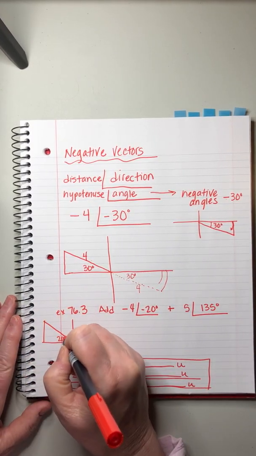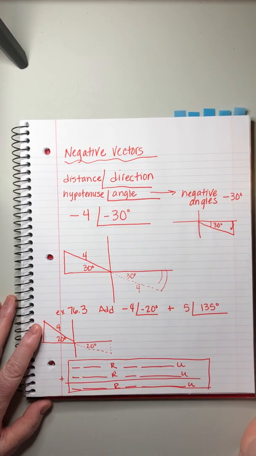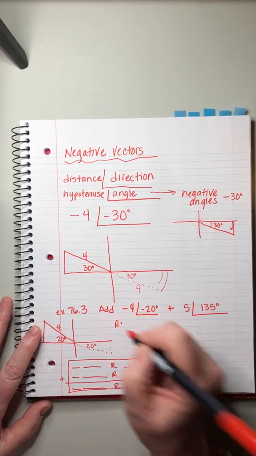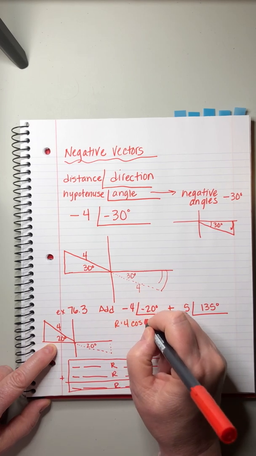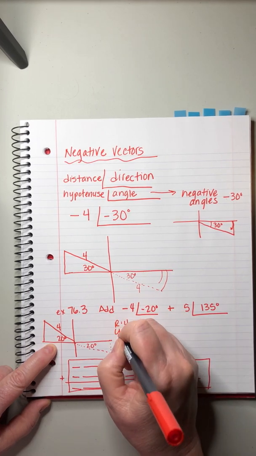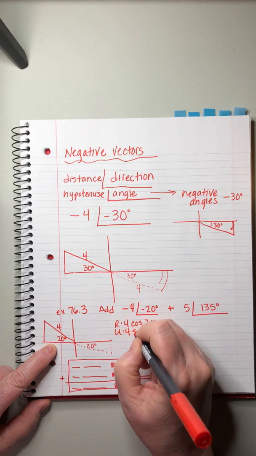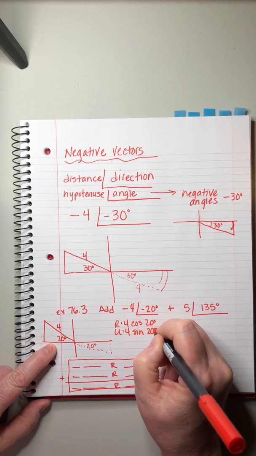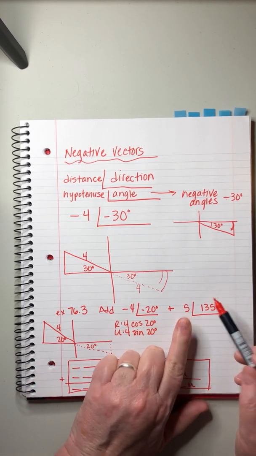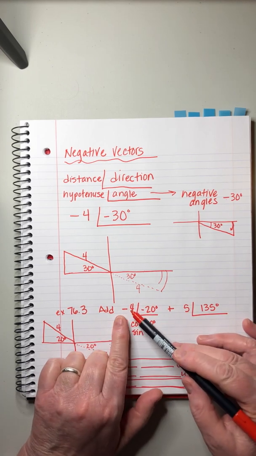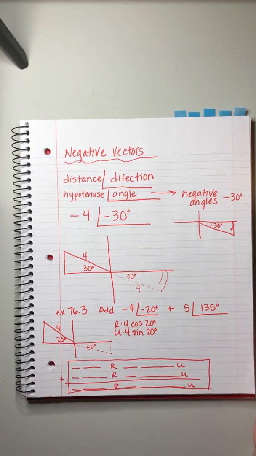This is 20 degrees. This is 4. So our right value is going to be 4 times the cosine of 20 degrees, and our up value is going to be 4 times the sine of 20 degrees. We've done that so many times that I hope it's natural and normal to you. Okay, this one had a negative angle and a negative vector. This one is blessedly positive.